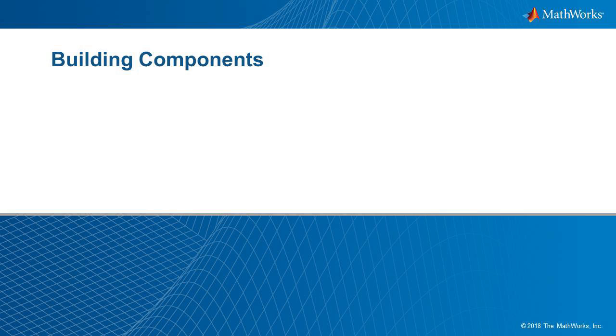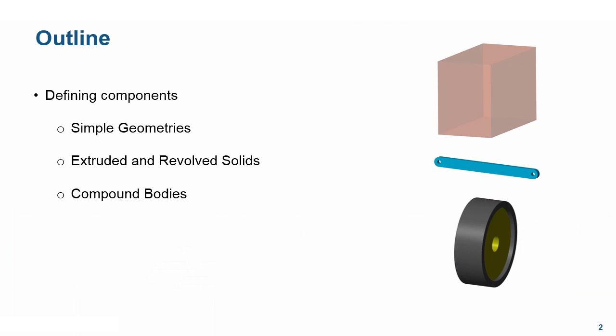In this video, we are going to learn several ways to create components in SimMechanics. Specifically, we will talk about how to define simple geometries, extruded and revolved solids, and compound bodies. The components of a simplified suspension system are used to explain the various ways we can create bodies for multi-body modeling using SimMechanics.